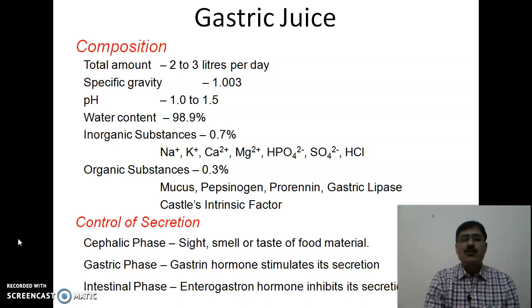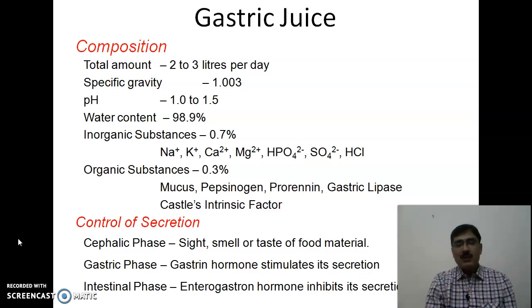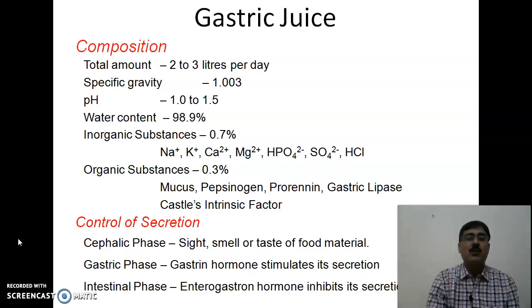The enterogastrone is a hormone which is released by the intestinal mucosa, secreted by the intestine, and this hormone actually inhibits the secretion of gastric juice. जैसे ही भोज्य पदार्थ ड्यूोडेनम के अंदर पहुंचता है तो आंतरिक कोशिकाएं क्या करती हैं, एक हार्मोन स्रावित करती हैं एंट्रोगेस्ट्रॉन, और यह एंट्रोगेस्ट्रॉन क्या करता है, जठर रस के स्रावण को संदमित करता है.